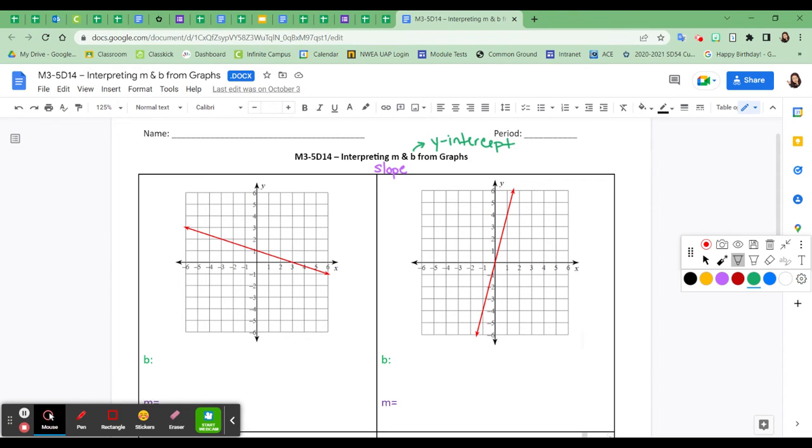Next, before we get started, let's refresh our memories. M is going to equal our rise, and our rise goes up and down. Up is positive, down is negative, over our run. And our run is horizontal. We can run left, which is negative, or right, which is positive.